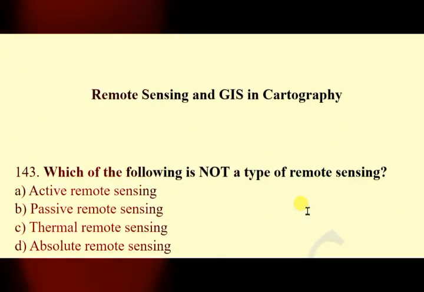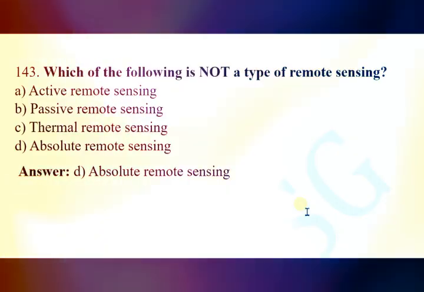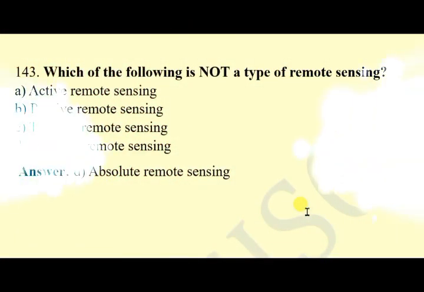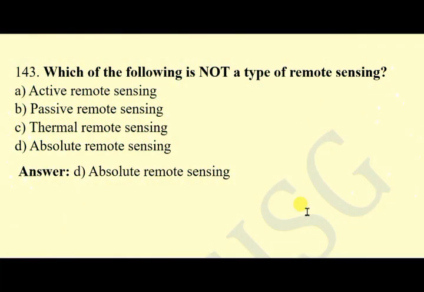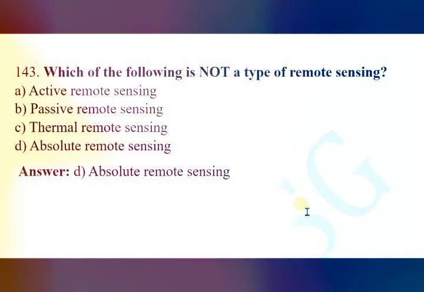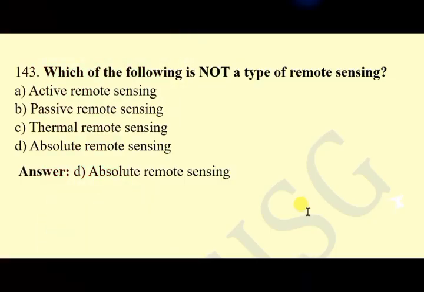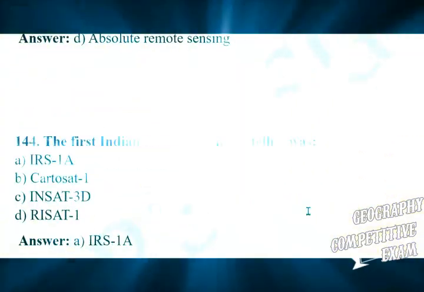Remote sensing and GIS in cartography. Question 143. Which of the following is not a type of remote sensing? Active remote sensing, passive remote sensing, thermal remote sensing, absolute remote sensing. Here the right answer will be absolute remote sensing.